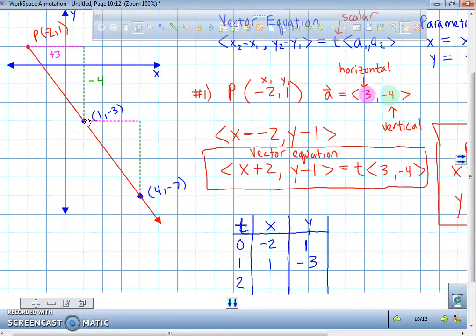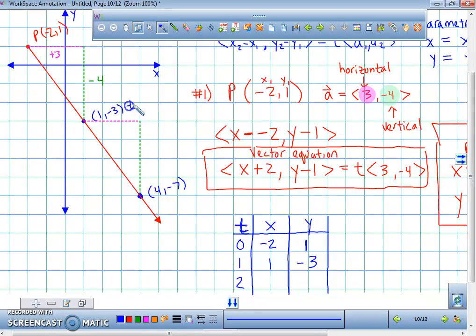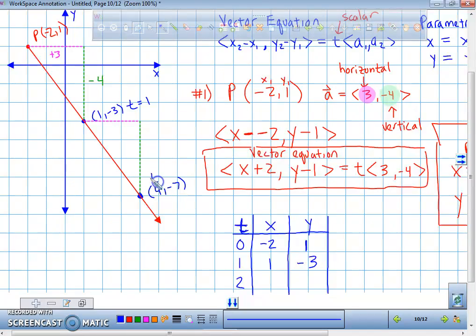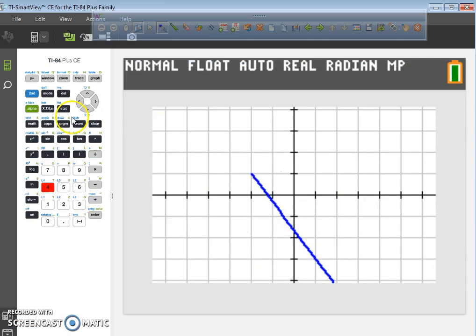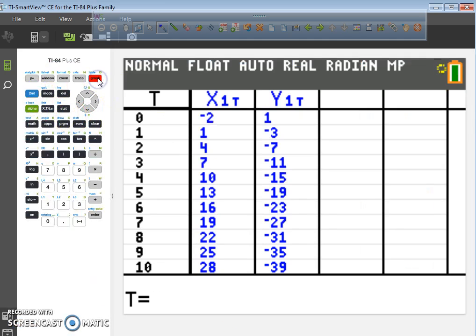So when our t is equal to 1, where is our point located? Our point is located at 1, negative 3. Guess what this point represents? When t is equal to 2. When you plug in a 2, you get 4, negative 7. Now don't take my word for it. Go to your table. Okay, second graph, look at your table.